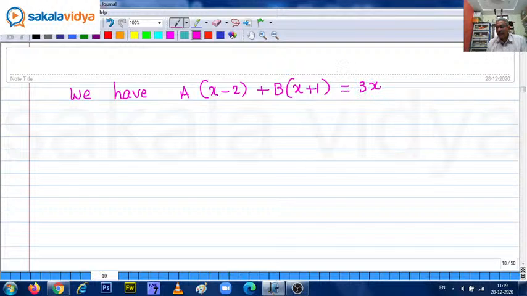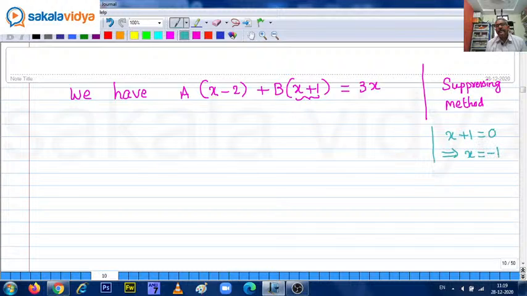This is called an identity also. With the help of this identity, we can find out the a value. How to find out the a value means we need to follow the suppressing method. Suppressing method means here we need to suppress this x plus 1 factor. How can you suppress the x plus 1 factor? Equate x plus 1 equals 0, so then you get x is equal to minus 1. That means if you put x is equal to minus 1 in this, you get the a value. That is called the method of suppressing.